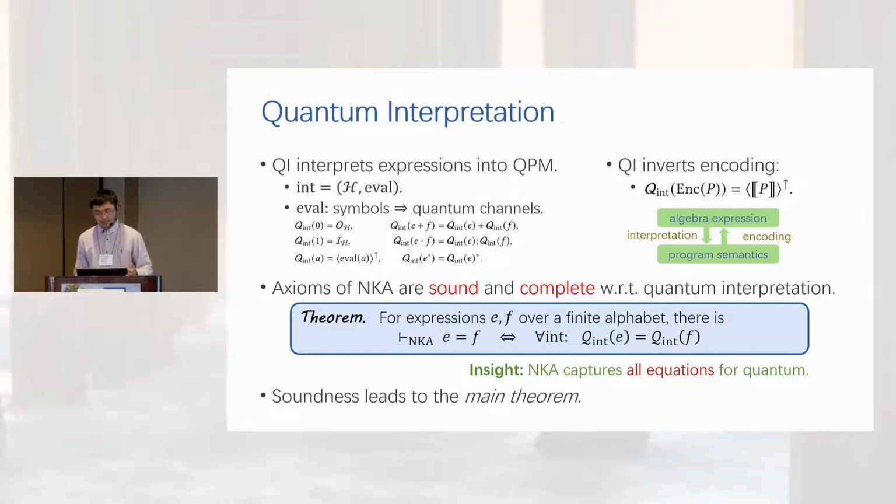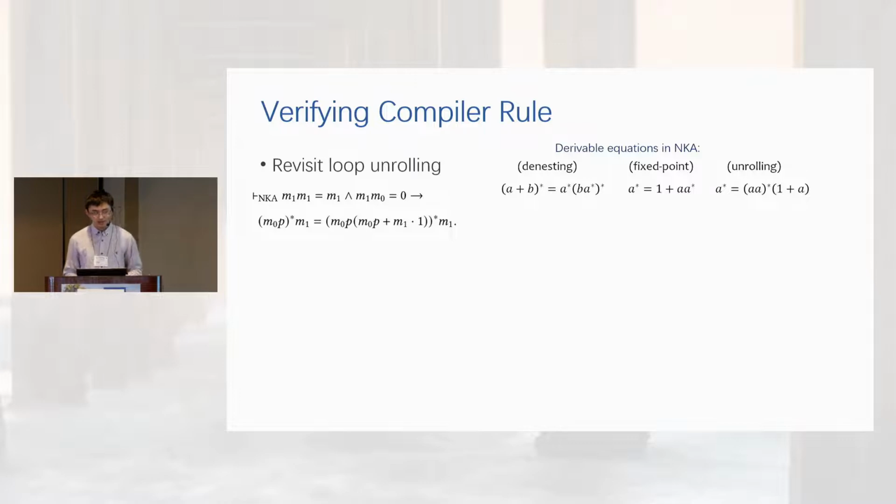We have proved a sound and complete result, saying that with respect to the quantum interpretation, the axioms of NKA are sound and complete. That is to say, for any expressions E and F, they are equivalent under the axioms of NKA if and only if for any quantum interpretation, the result is the same. This basically implies that NKA captures all the equations if any symbol can be interpreted as any quantum channel. The soundness side of this theorem leads to the main theorem. And we can exploit the main theorem to provide proofs and verifications for quantum compatible rules.